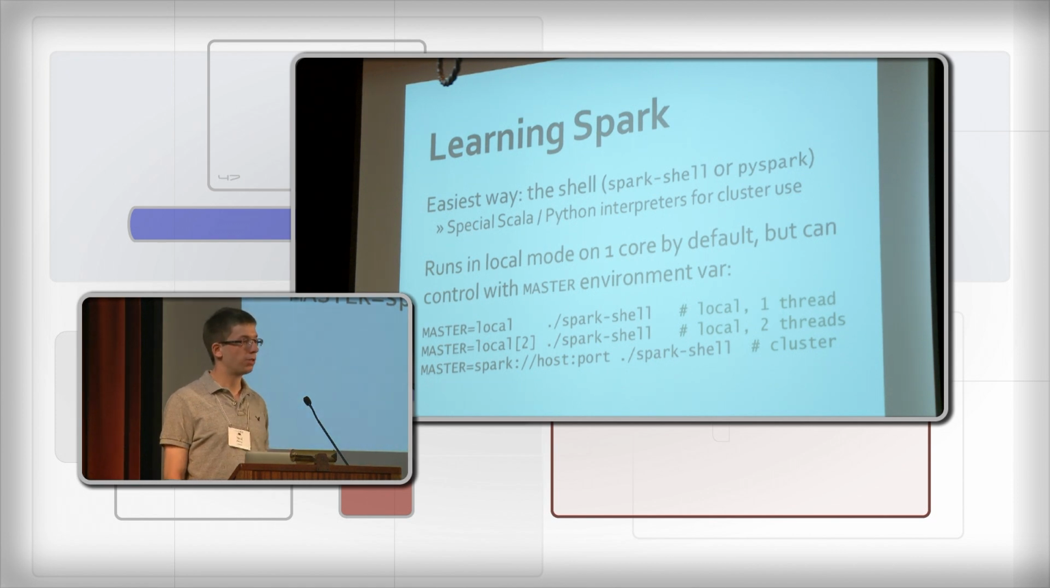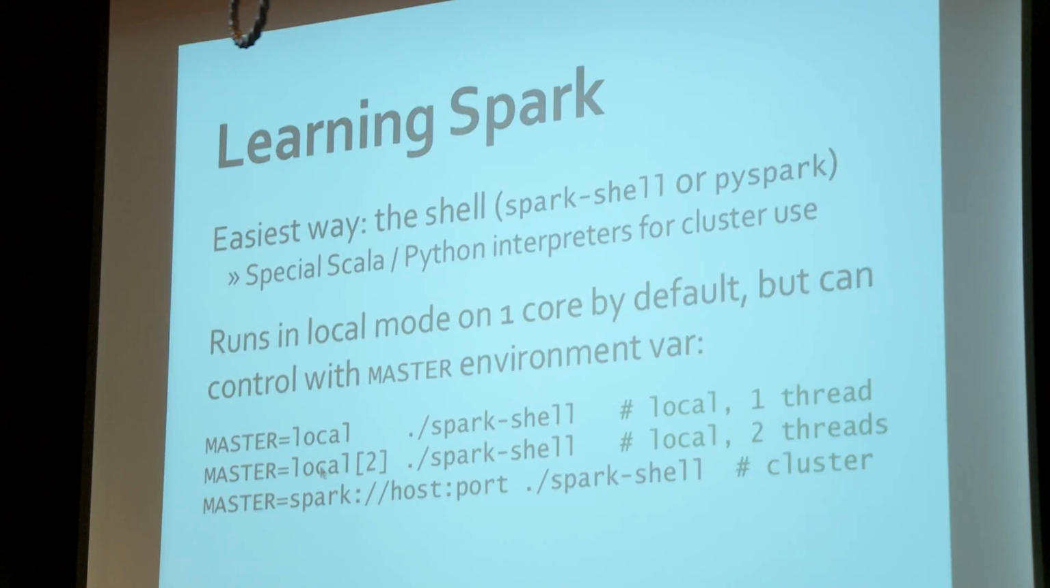The shell just runs on your machine on one thread by default, but you can easily connect it to a cluster as well. The way you do that is with the master environment variable. You can pass local as the master to run it locally. You can pass local with a number of threads to use multiple cores on your machine. Or you can give it the Spark URL to connect to a Spark cluster, or a Mesos URL to connect to a Mesos cluster, and so on.